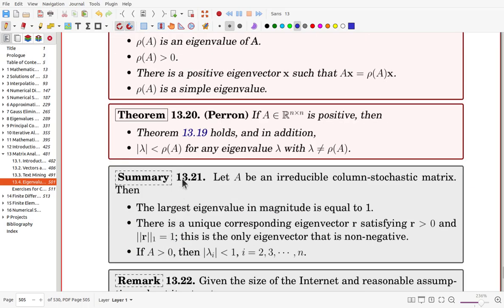Here we have a summary of the theory. A is an irreducible and column stochastic matrix. Then the largest eigenvalue in magnitude equals 1. And there is a unique corresponding eigenvector R satisfying this inequality. So it's a positive eigenvector. And now its one norm is 1, and that means it is a probability vector. Furthermore, if A is positive, then all other eigenvalues in modulus are strictly less than 1. 1 itself is the largest single eigenvalue of the given matrix.